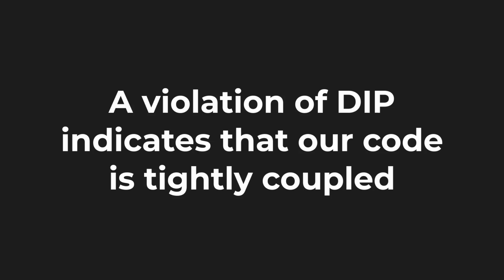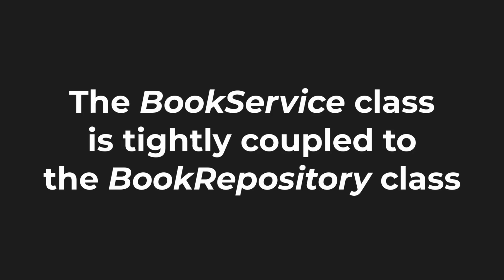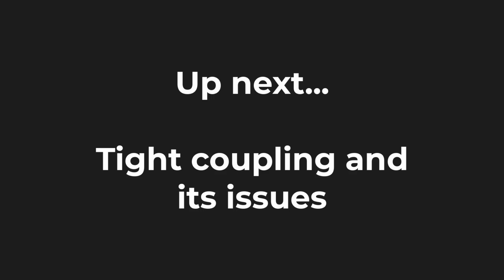Now, a violation of the dependency inversion principle indicates that our code is tightly coupled. That is, the book service class is tightly coupled to the book repository class. In the next video, we'll take a look at tight coupling and its issues.